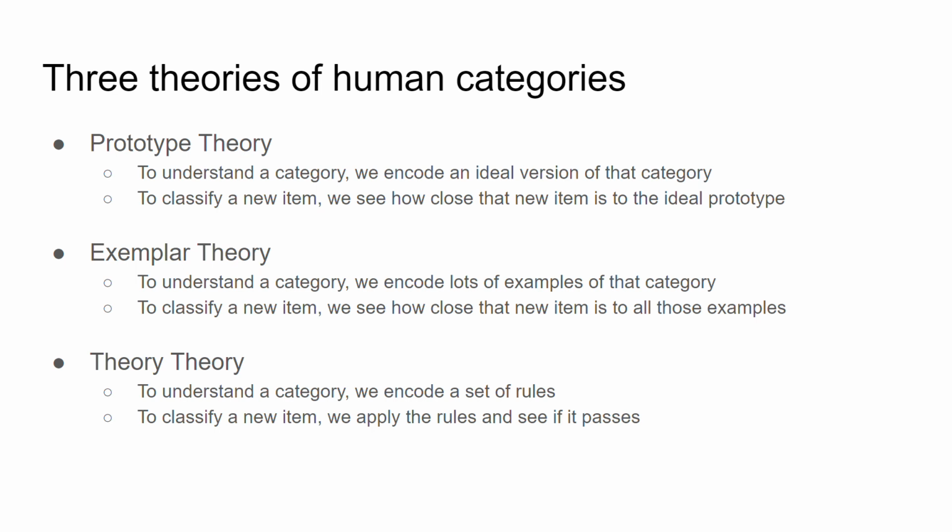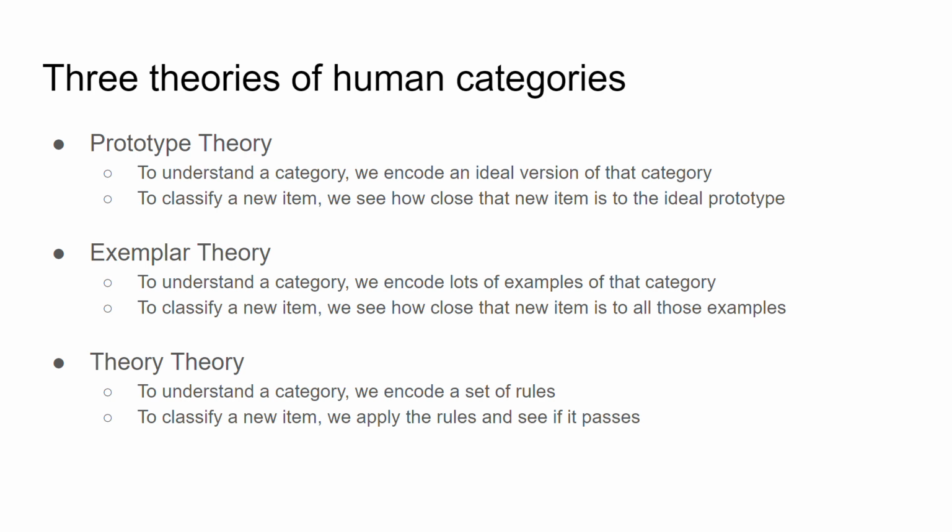So that's sometimes referred to as prototype theory. It's the theory that we represent things based on prototypes. I have a canonical prototype of what is in my head. That's one approach. Another approach that people take for representing human categories is exemplar theory.